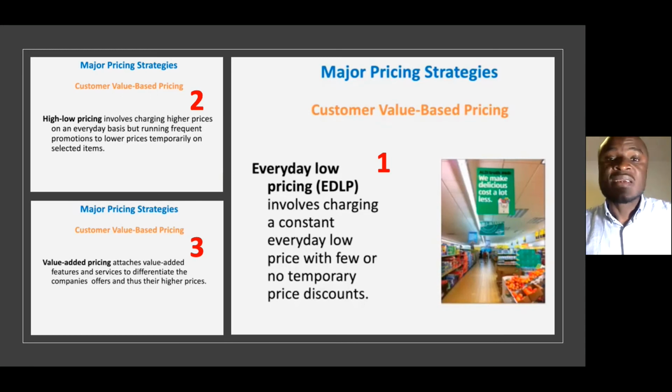So everyday low pricing is going to involve charging a constant everyday low price with few or no temporary price discounts. So in general, they have good prices on the product, but they don't do too much promotion or discount and so on, as compared to Exito, that is going to go through promotion most of the time. Probably every Thursday, Exito is going to have a certain promotion on the food, let's say the products that they have in the food area, or fish or meat and so on, right?